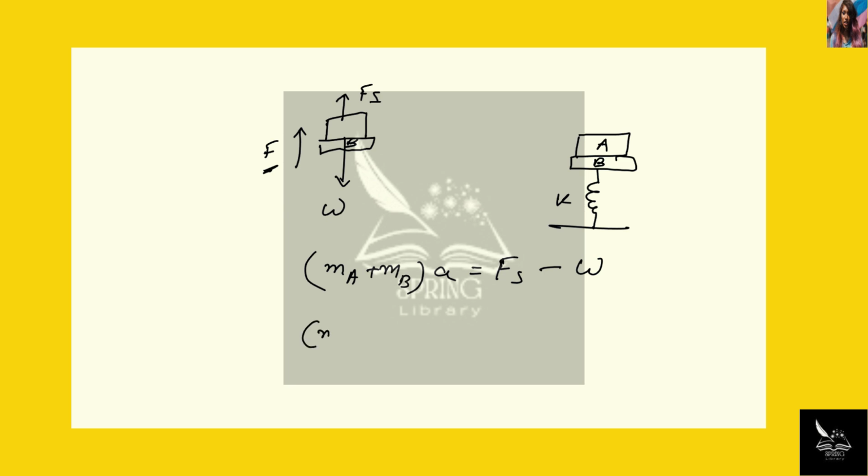And this is (Ma + Mb) times a, which is equal to the spring force, K times (y equilibrium plus y), where y equilibrium is the equilibrium length and y is the excess length, minus (Ma + Mb) times g, which is the weight. Let's say this is equation 1.